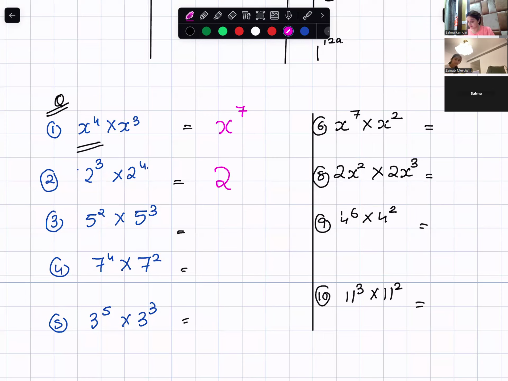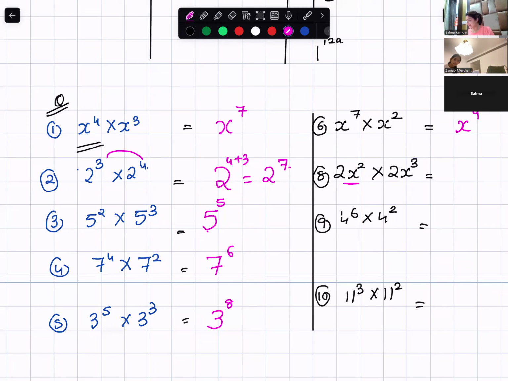2 to the power of 7. 4 plus 3, right? Yeah. 5 will become 5 to the power of 5. 7 to the power of 6. 3 to the power of 8. X to the power of 9.